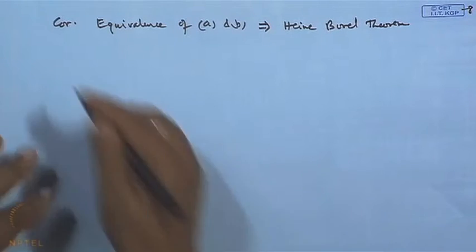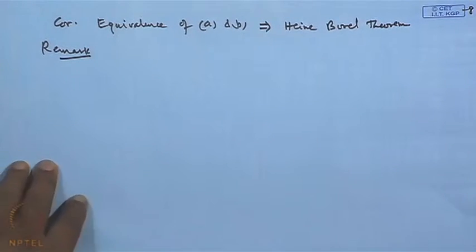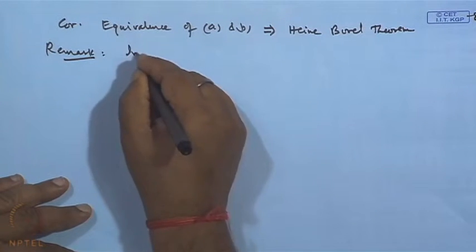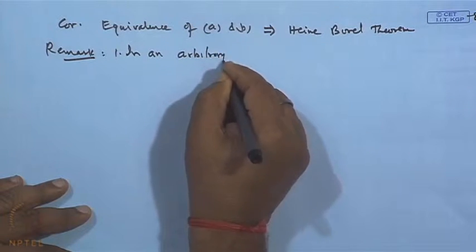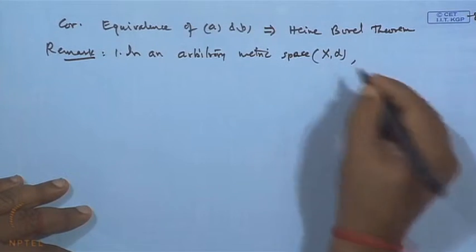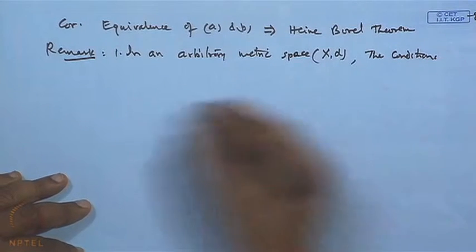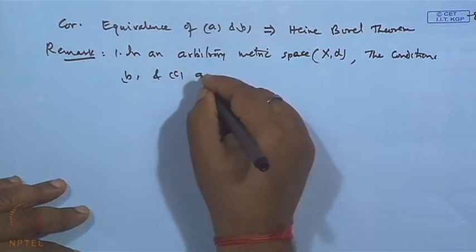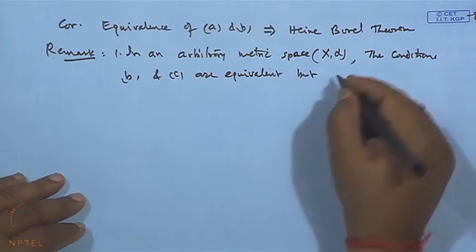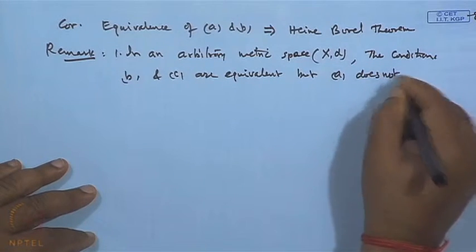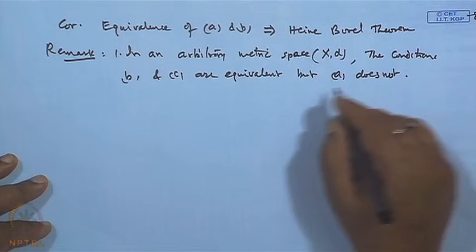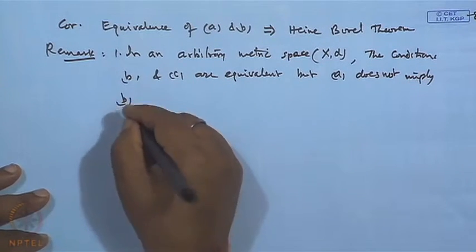Okay. Now, here we put some remark. The remark says that in an arbitrary metric space (X, d), the conditions B and C are equivalent, but A does not. It means in general, A does not imply B and C.